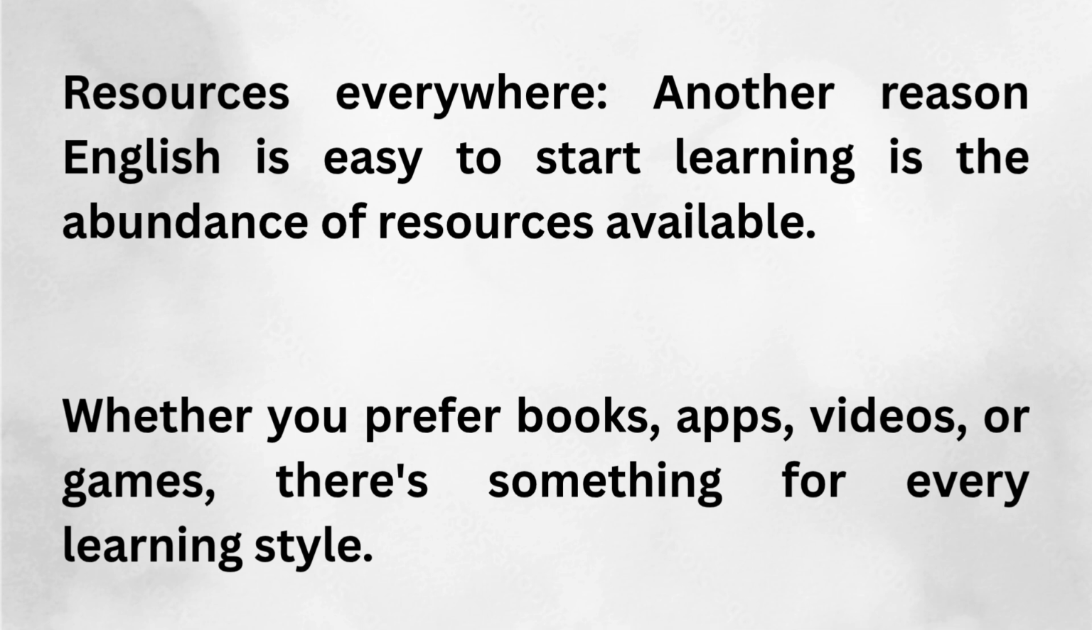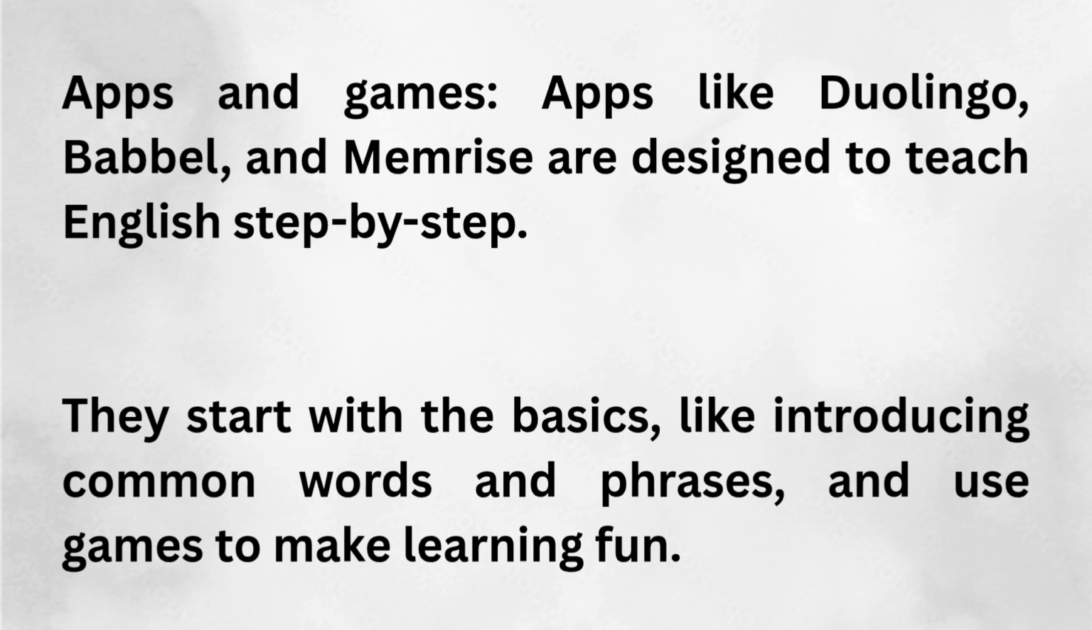Resources everywhere. Another reason English is easy to start learning is the abundance of resources available. Whether you prefer books, apps, videos, or games, there's something for every learning style. Apps and games. Apps like Duolingo, Babbel, and Memrise are designed to teach English step by step. They start with the basics, like introducing common words and phrases, and use games to make learning fun.